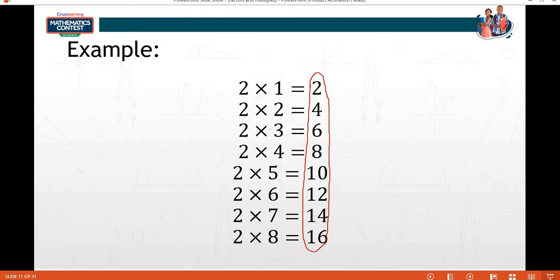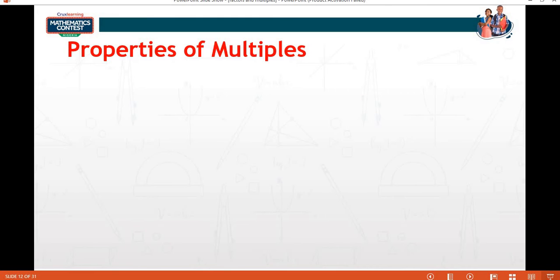There are so many of them, uncountable, but these are the ones we can take in this little space that we have. So this is how you find the multiples of any given number. You keep multiplying the number by whole numbers and you get the multiples. Okay, good. So what are the properties of multiples?